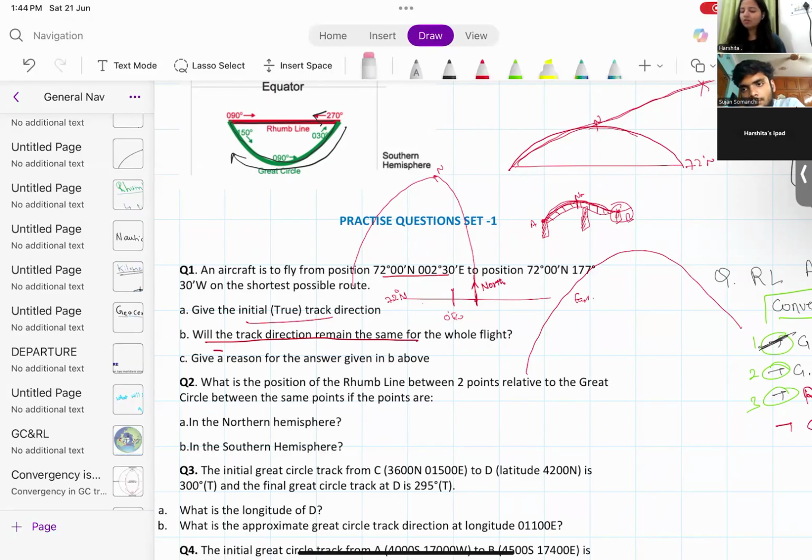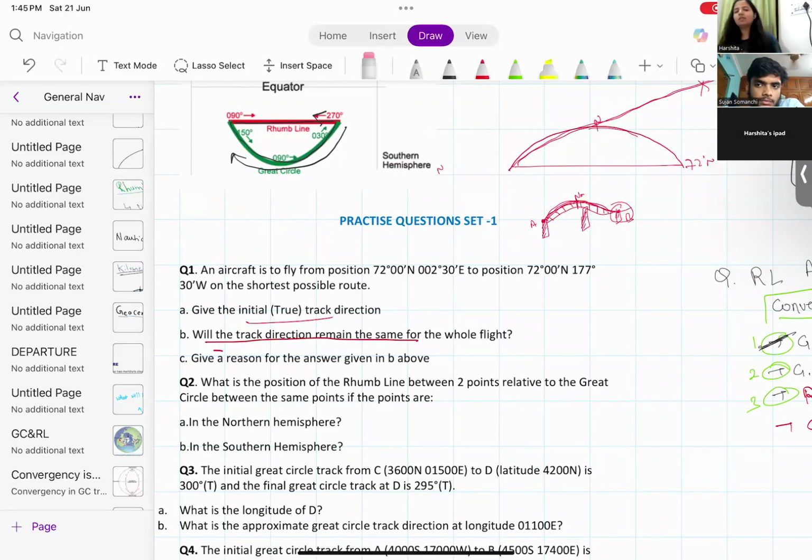Now the third part. Give a reason for the answer given in B above. Why do you think it will not be the same? In your words, sir, why do you think that the track direction will not remain the same the whole flight? Since it's going from north to south, how is it maintained?